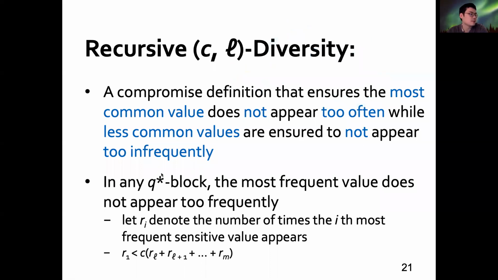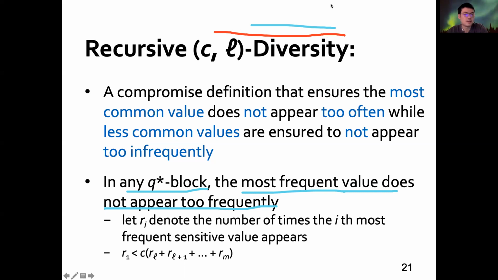Here's a new definition called (c, l)-diversity, where c is here. This is how it is defined. In any q-star block, the most frequent value does not appear too frequently. If flu occupies most of the slots, it's fine, but let's say this is the whole table, all the entries in the table. You can hold so much flu because the population has so much flu. That's fine, but you cannot push further. You cannot push to here.